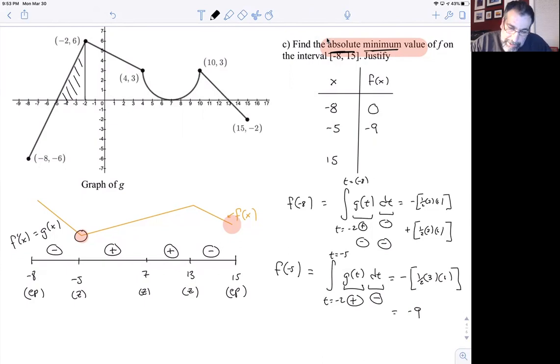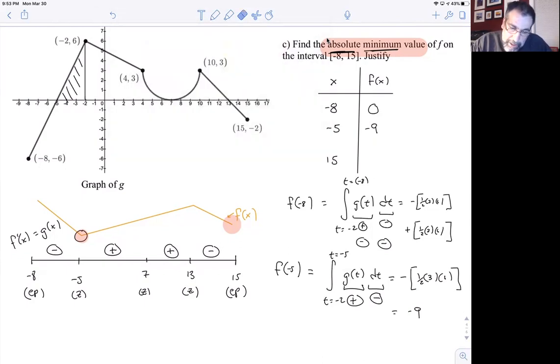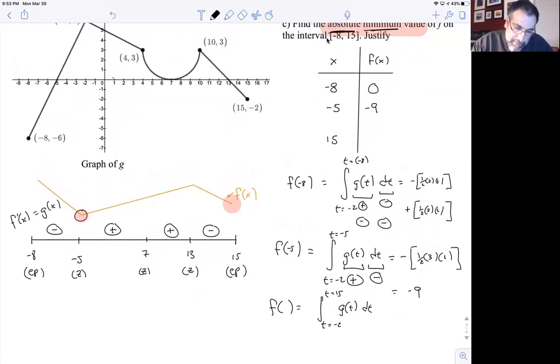Now for the last one we're going to do, this time we're going to have to integrate. f of something is going to equal the integral from t equals -2 to t equals, in this case, we're going all the way to 15 of g of t dt. So when we work this one out, and let me just move this down a little bit here. Let's copy this guy.